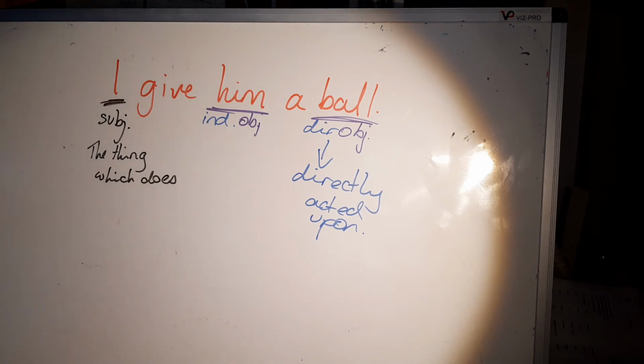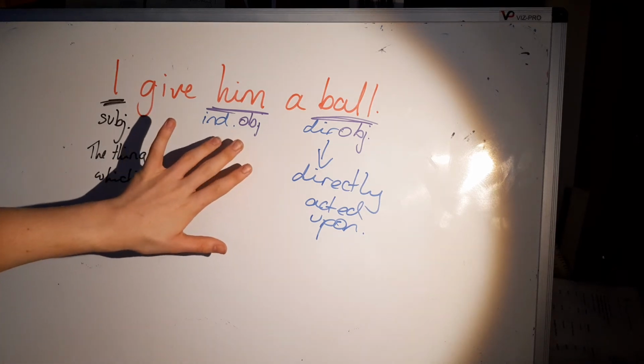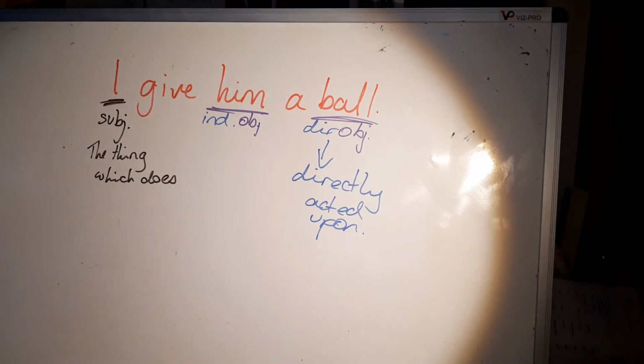Very often it comes with a preposition. So, for example, if you wanted to say I give a ball in a more roundabout way, you could say, I give a ball to him. And that would literally be showing that it's the indirect object. So it's indirectly acted upon. I bet there's a better definition somewhere in here that I've missed out, but we'll have a look-see.